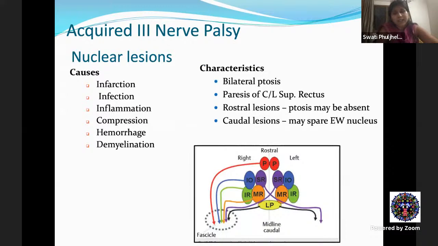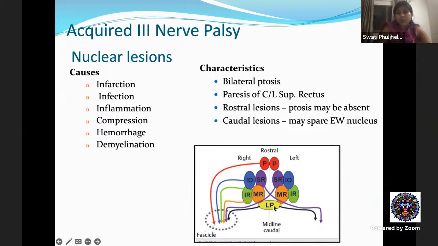In acquired third nerve palsies, the clinical features will depend on the location of the lesion, and that's what we need to understand whenever we see a case of third nerve palsy. So the nuclear lesions, as I was talking about, there is a central nucleus for the LPS, and the rest of the muscles have paired nuclei on either side of the midline.